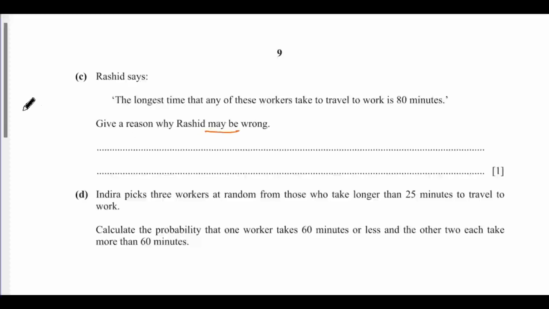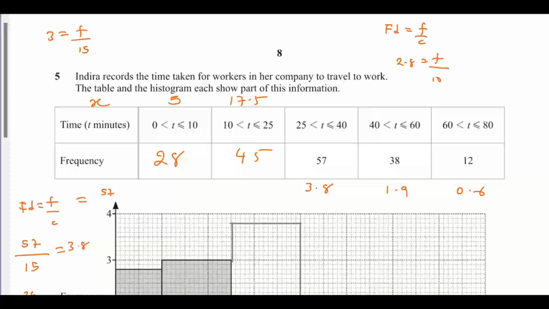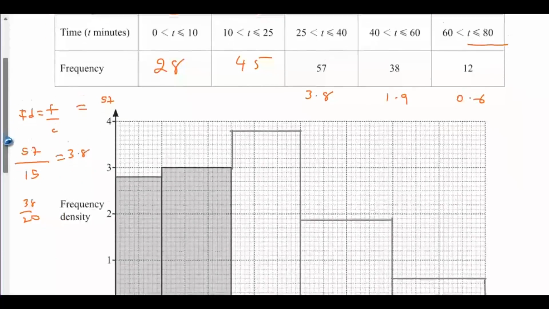Okay, so let's go to the chart here. From the table, you see that t is less than or equals to 80. So from here, it means that t could be less than 80 and t could be equals to 80. So this is why there is a chance that it could be right and there is a chance that it could be wrong. Now if t is less than 80, that means it will be wrong. So that's the chance.